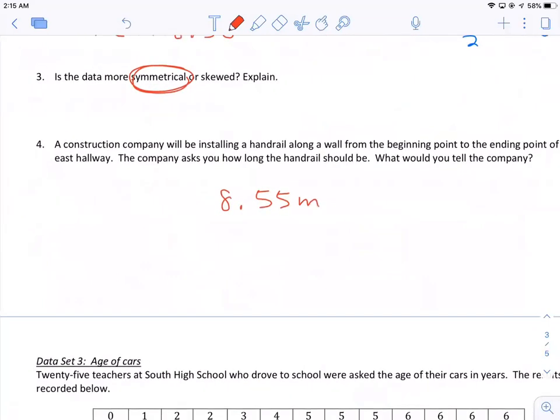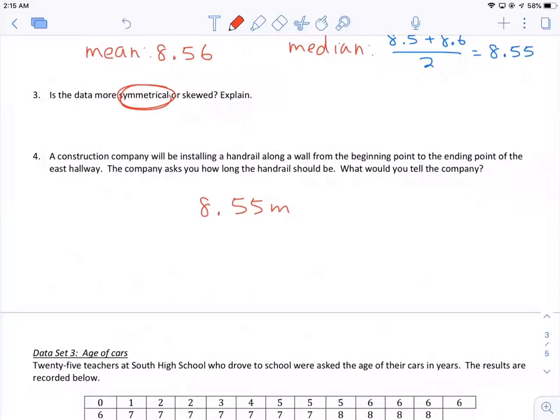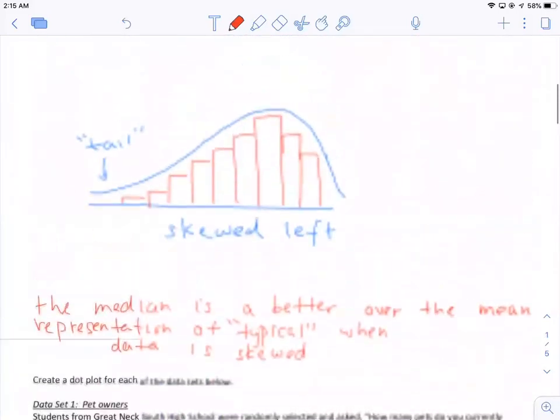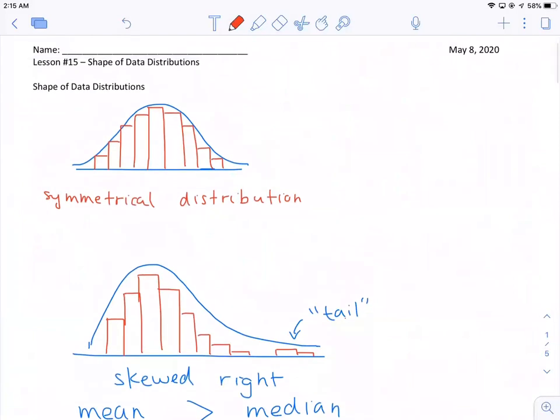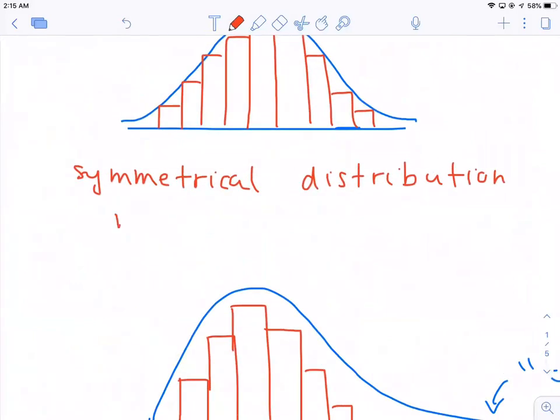So when it's symmetrical, you can use the mean, and usually the median is going to be pretty close to the mean. So it doesn't really matter, right? For this case, where it's a symmetrical distribution, our mean is going to be approximately equal to the median, right?